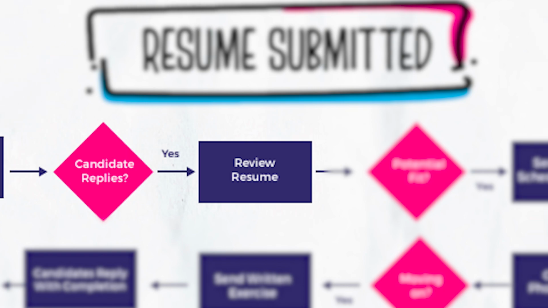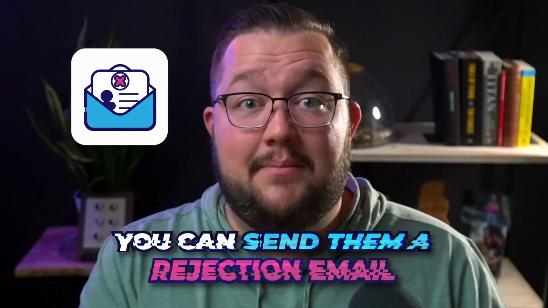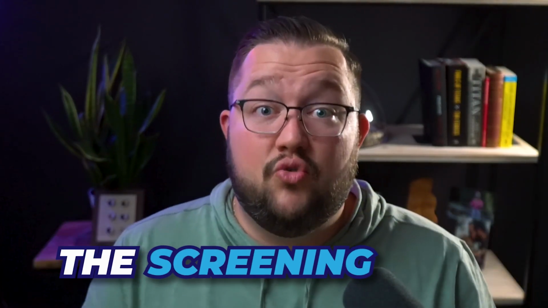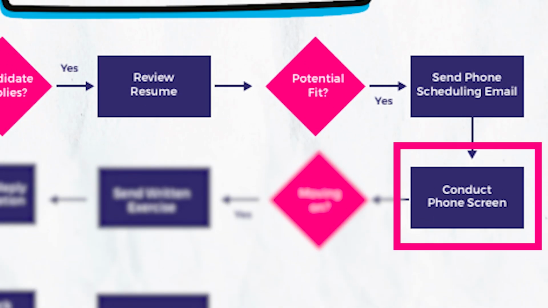Now, once the candidate replies to the email, you review the resume. You take a look at it. If it looks like they could be a good fit, then you're going to schedule the next step, which is a phone screening. If it doesn't look like they're a good fit, then you can send them a rejection email. Now, assuming they're a good fit, you've sent an email to schedule the screening call. Then you actually conduct a screening call.